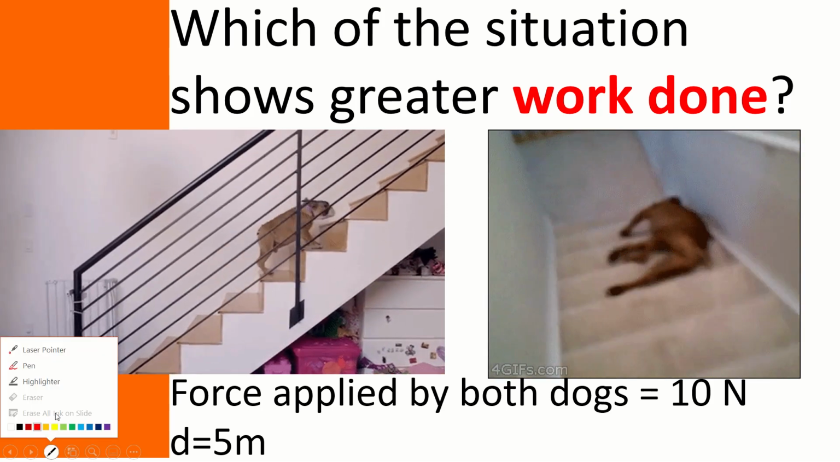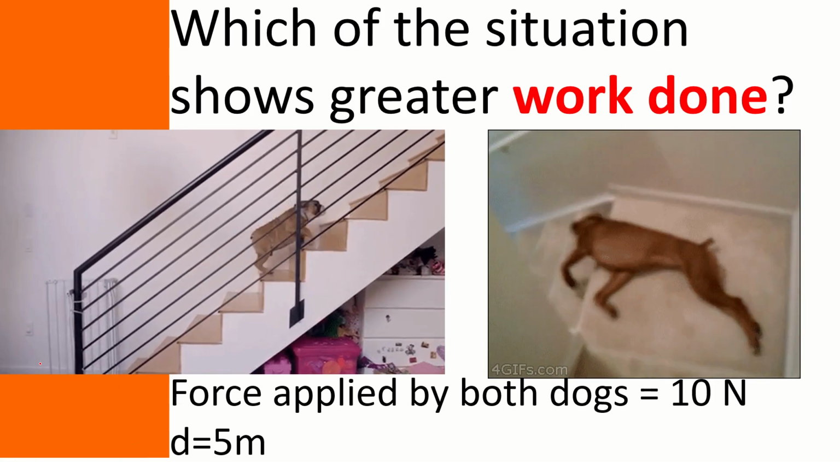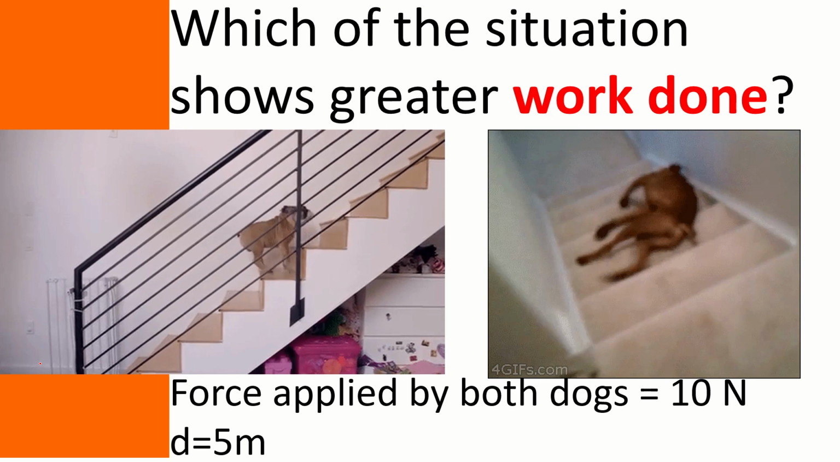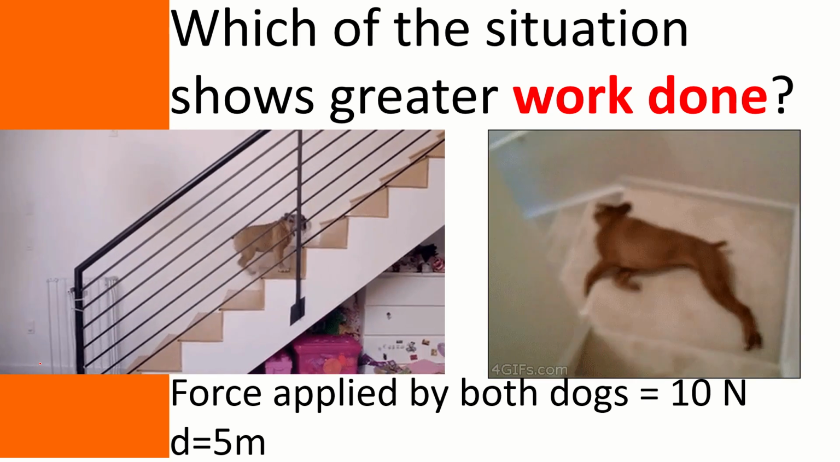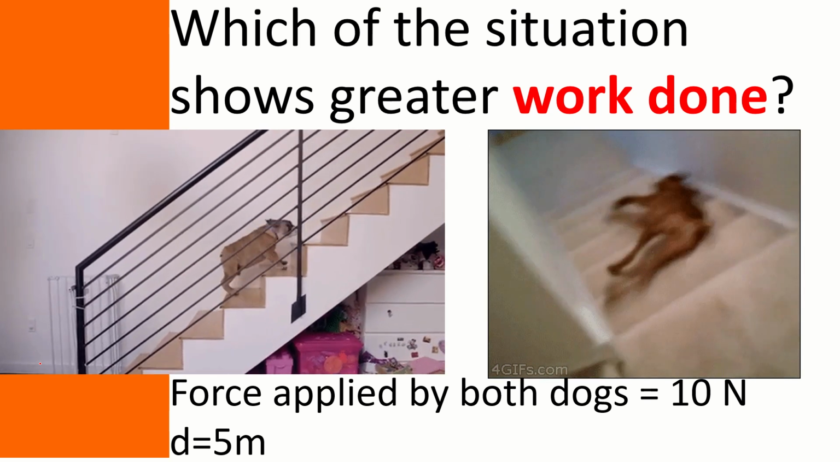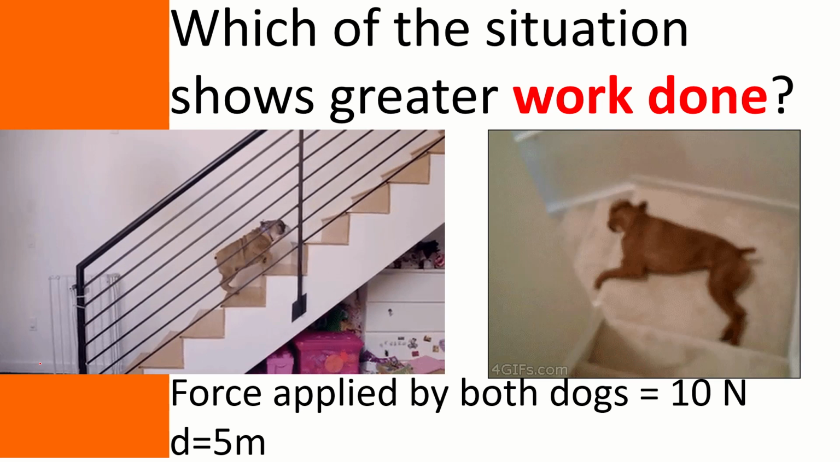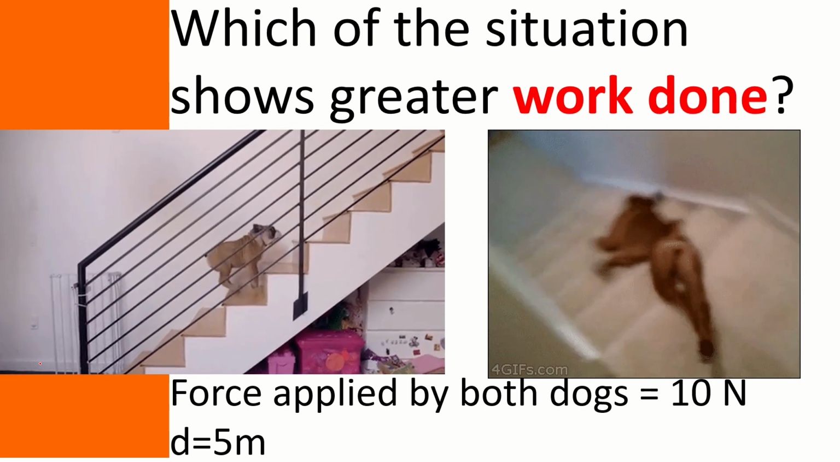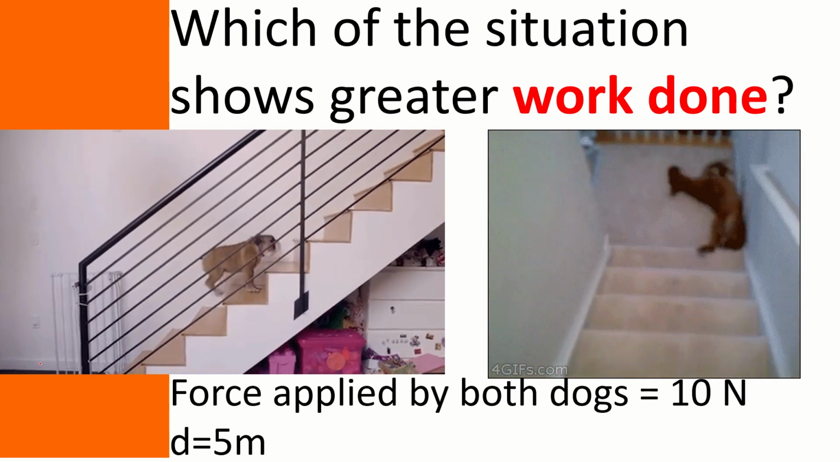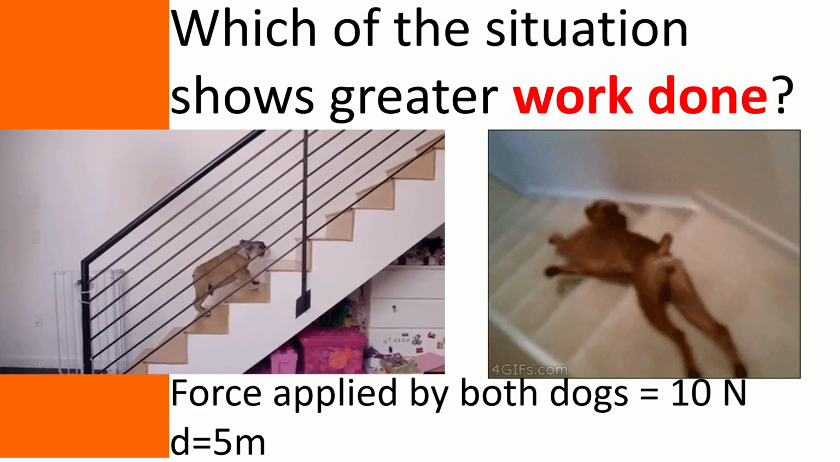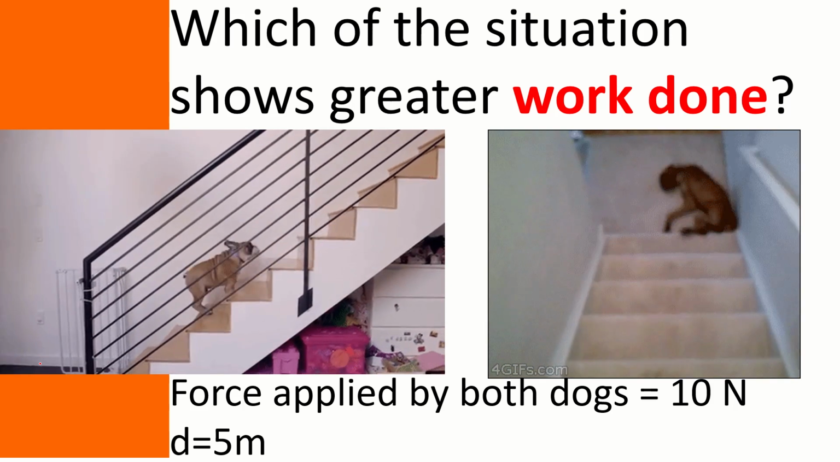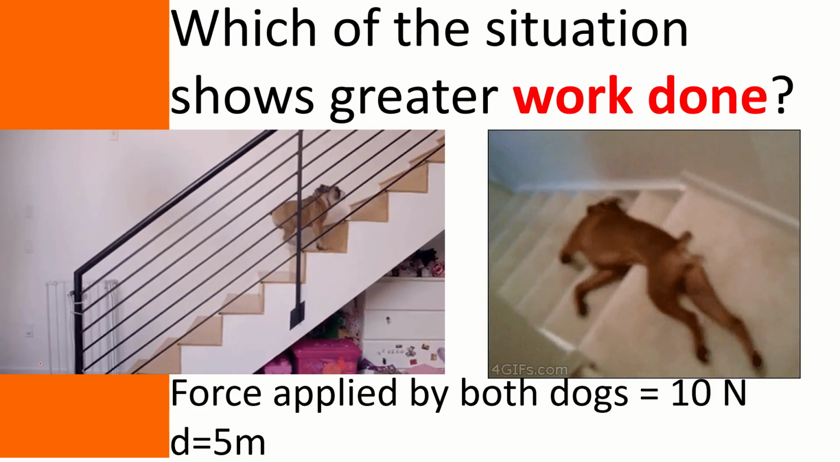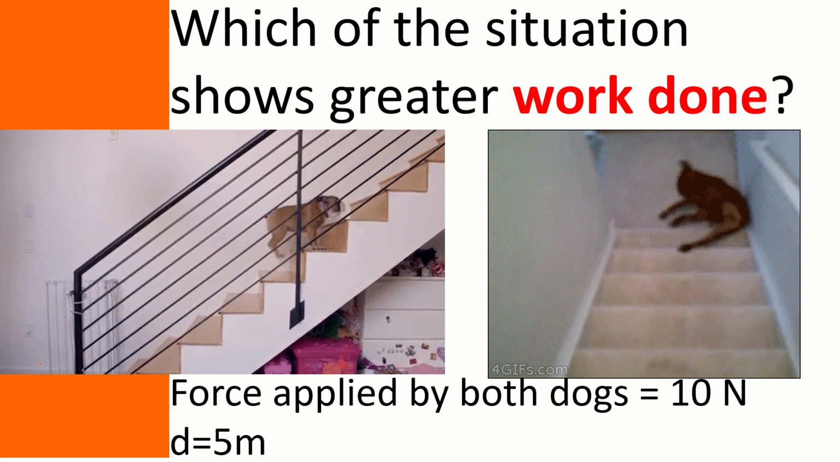They're the same, right? If I ask you what is the work done by each of the dogs, given that the force applied by both dogs is 10 newtons and the distance covered is 5 meters, we can say that neither of them shows greater work done, because they're equal, right? Even if the other one is faster and the other one is slower, because we're just talking about the work done, and they have the same force applied.